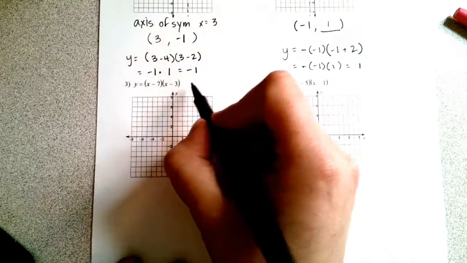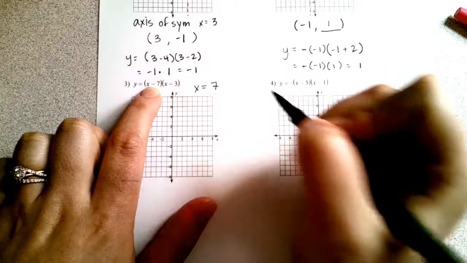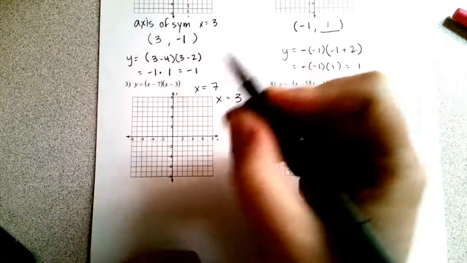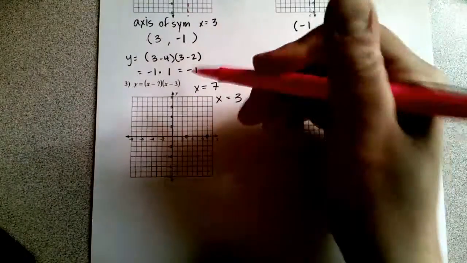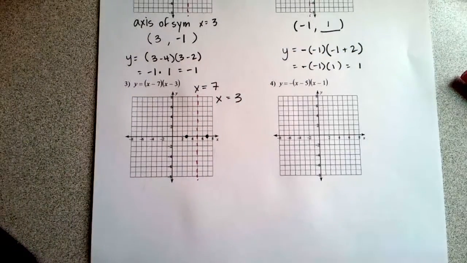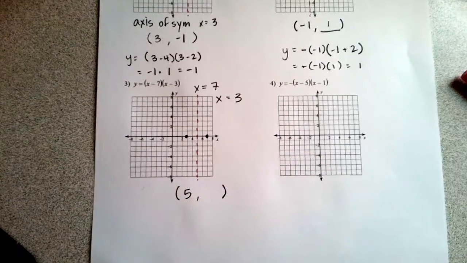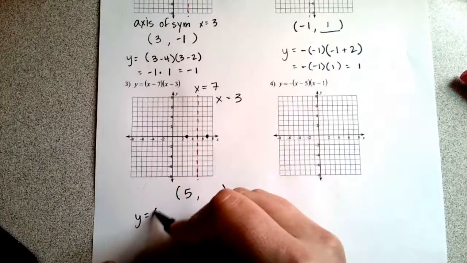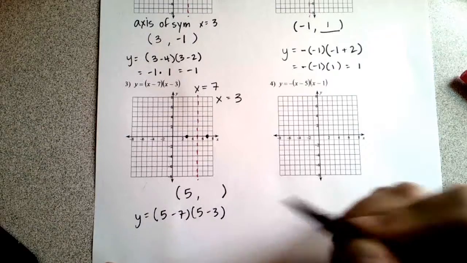So we have two x-intercepts here. One is the opposite sign of this first x value, so 7, and the other one is 3. 7 and 3. Right in the middle of 7 and 3 is 5. So for our vertex, we have 5 comma something. We need to plug 5 in to find the y value. So we get y equals 5 minus 7 times 5 minus 3.